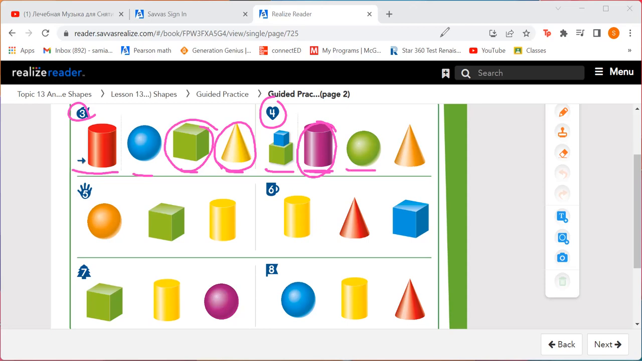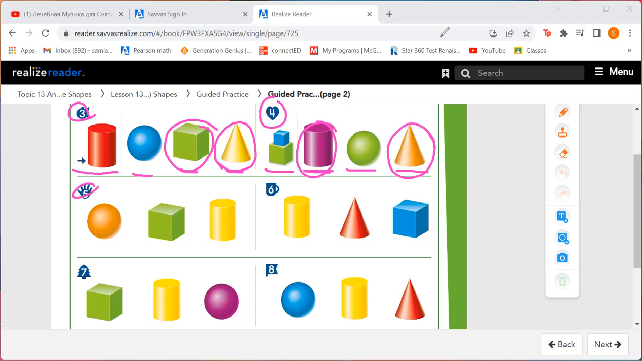Can we stack a sphere? No, it would roll right off. There's no flat surface. How about the cone? Can we stack that? Yes, because it has a flat side.